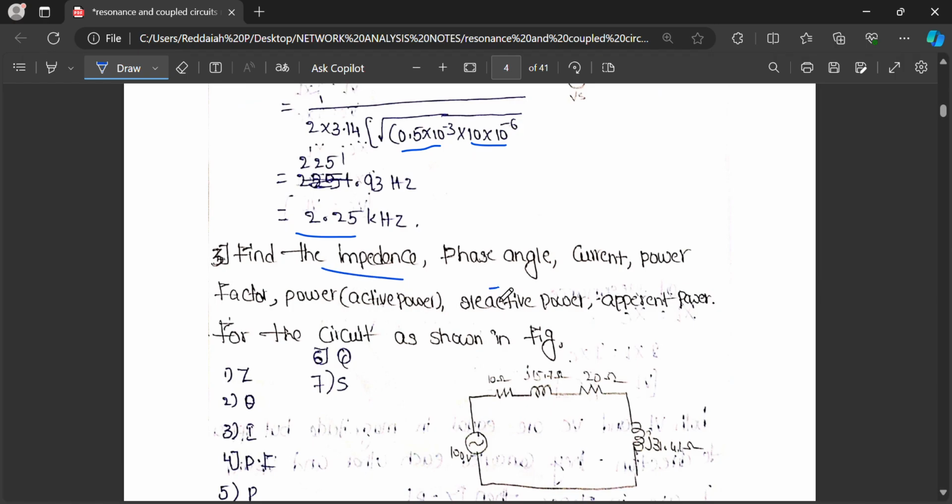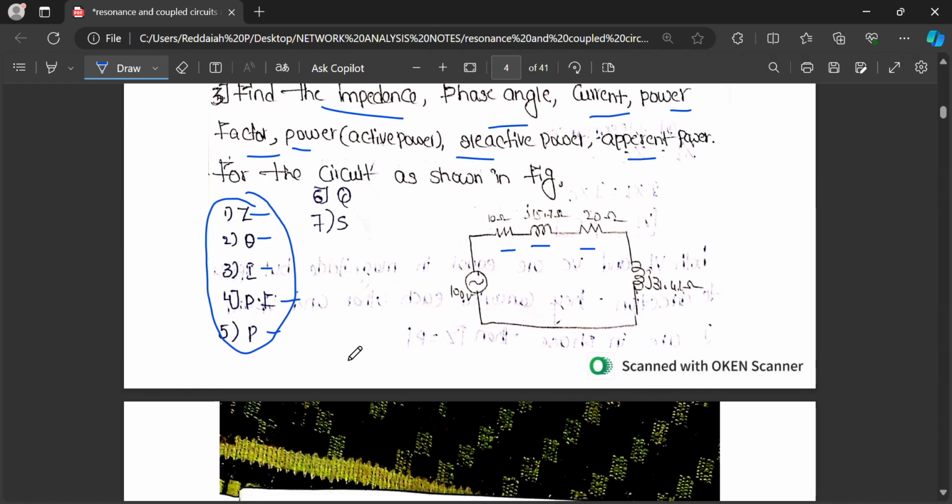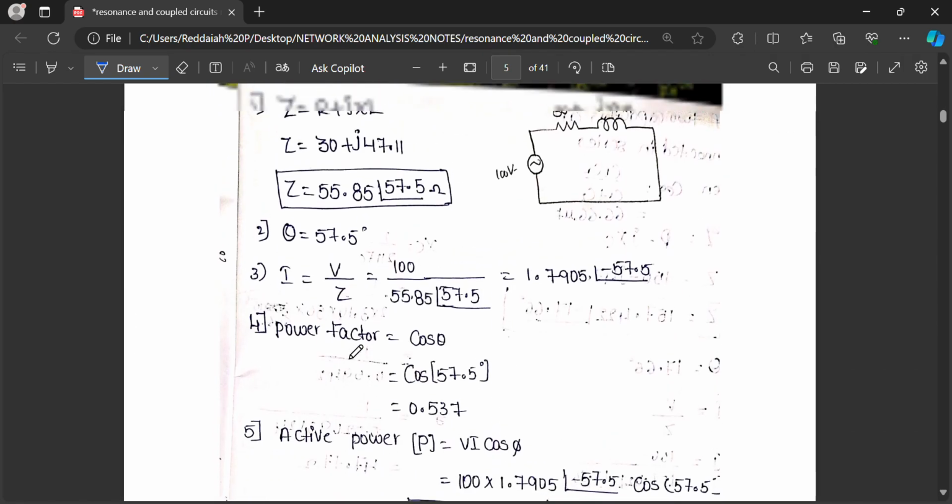Find the impedance, phase angle, current, power factor, active power, reactive power, apparent power for the entire circuit. For this circuit, 10 ohm, j 15.7 ohm, 20 ohm, and j 31.4. We have to calculate all this, that is impedance, phase angle, current, power factor, real power, reactive power, apparent power, all three. How to calculate this? You can see.